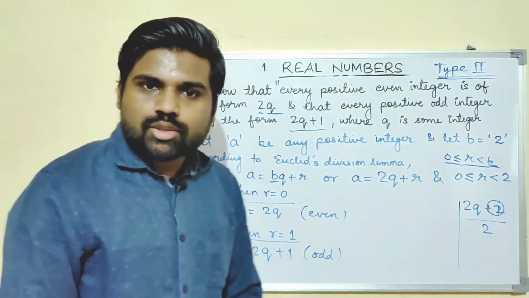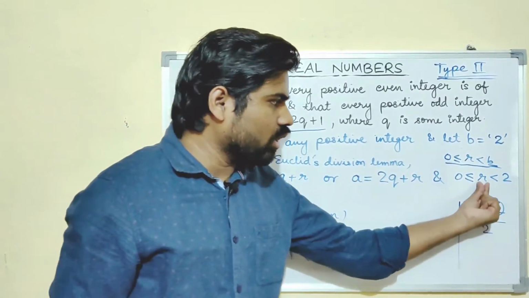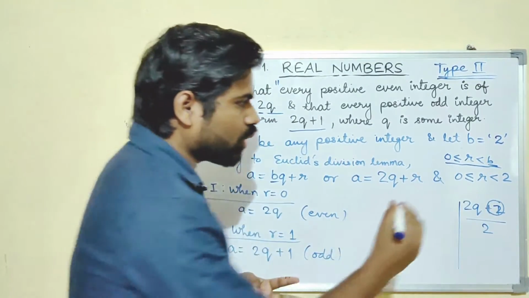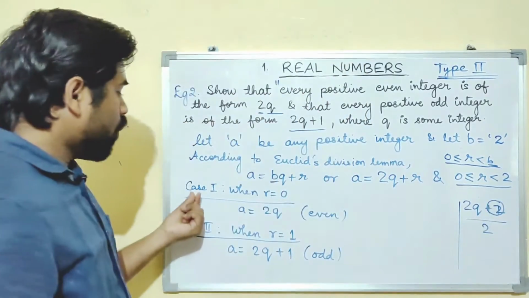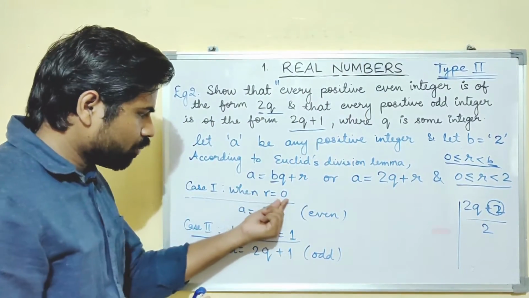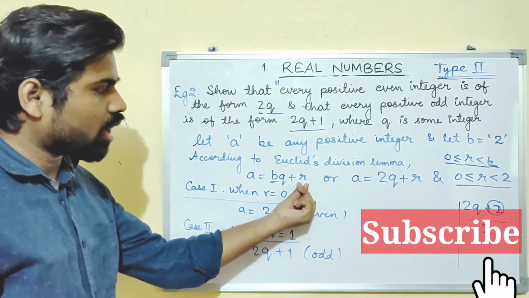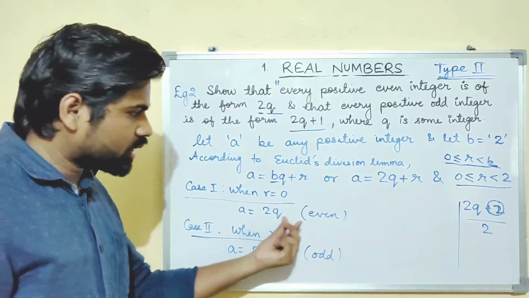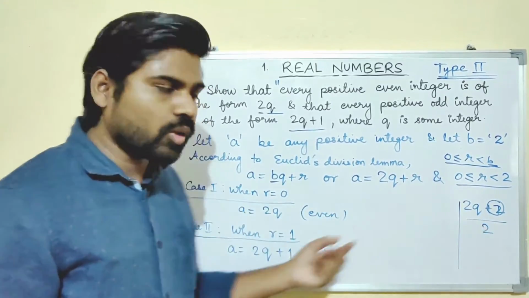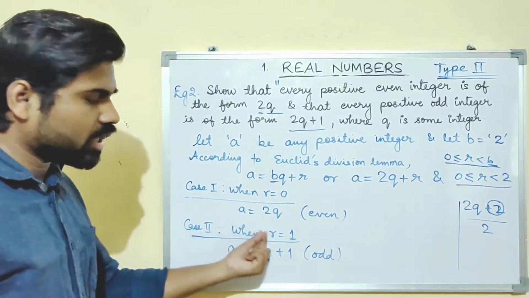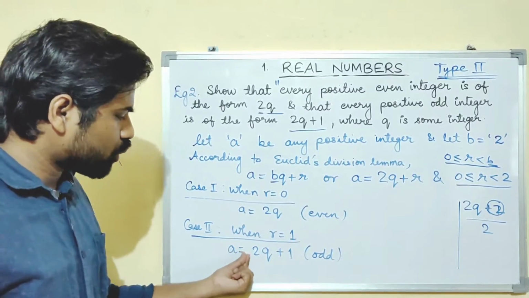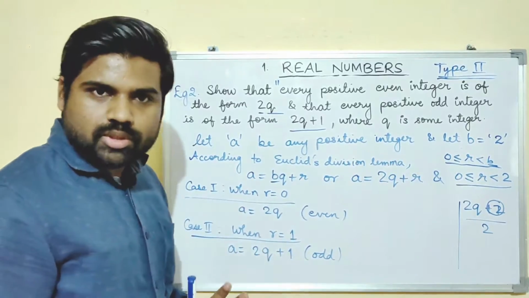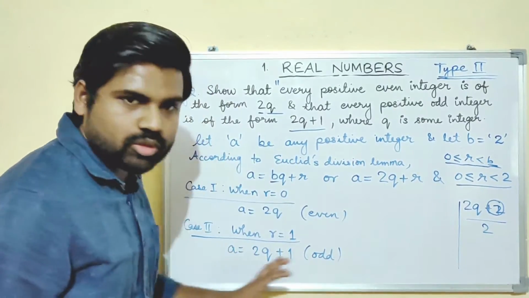Now I asked you how many values can r hold. What can be the values of r? It can be 0 and it can be 1. So case first, when the remainder is 0, we put the value of r as 0. You will get a equals 2q, which is even. I told you how. And in the second case, when remainder equals 1, a equals 2q plus 1. This is odd.